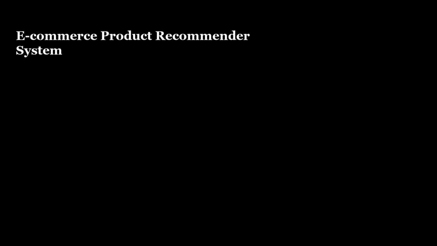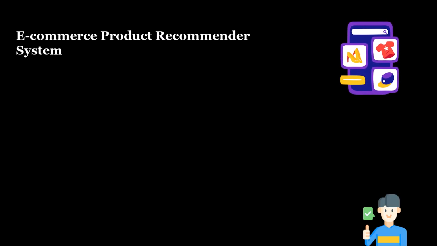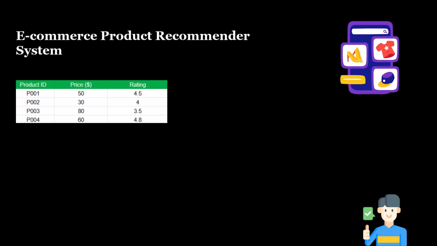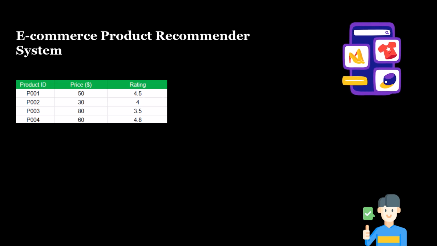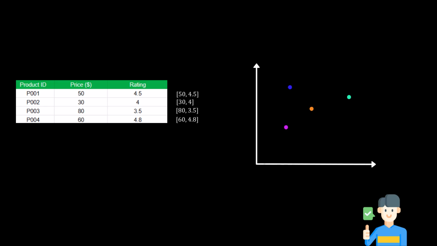Imagine you're building a product recommendation system for an online store. The goal is to recommend products to a user based on their preferences. You have a data set of 4 different products and you have information about the product price and product rating. Each product can be represented as a vector in a two-dimensional space. Now, let's say that a user is looking for a product with price equal to 60 and rating equal to 4.5. Now, in order to find the most similar product to the user's preference, you need to compare the user's vector with each product's vector in the two-dimensional space.